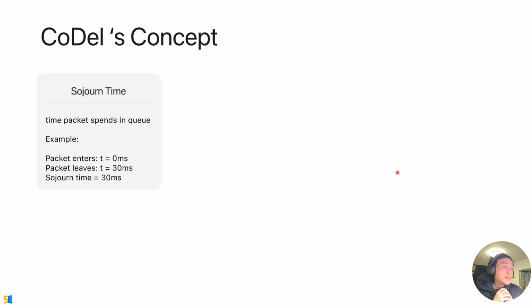In CoDel, there is a concept of sojourn time. It's basically the time a packet spends in the queue. For example, if a packet enters at time 0 and leaves at time 30 milliseconds, the sojourn time will be 30 milliseconds.